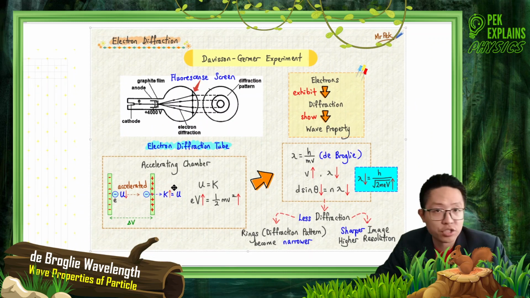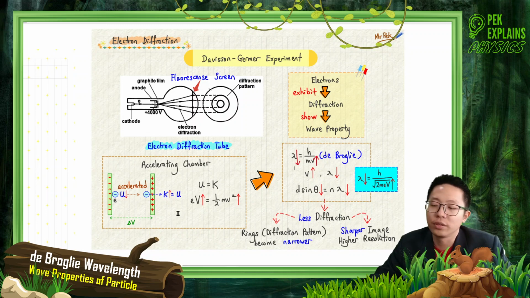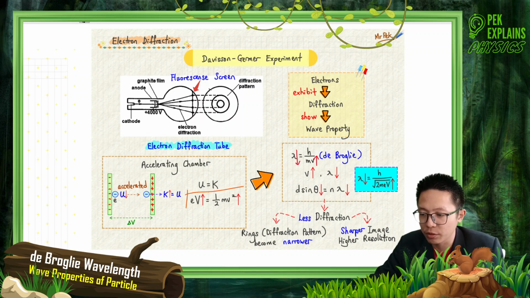In the accelerating chamber, you increase the voltage. You put a high voltage, you increase the velocity of the electron. You accelerate the electron to a very high velocity, very high kinetic energy. At very high velocity, you will have a small wavelength. So these are the 2 formulas that describe the relationship between voltage and wavelength. This is the de Broglie wavelength formula.